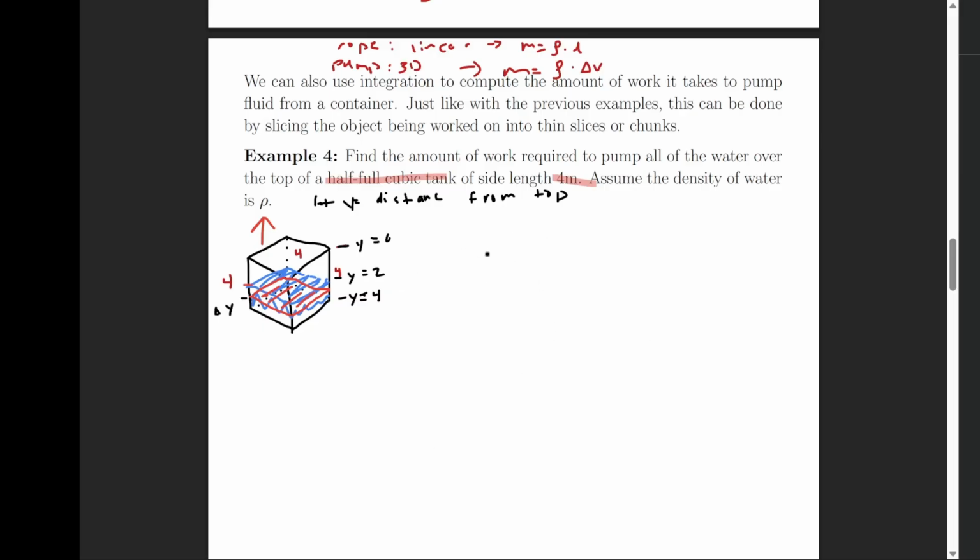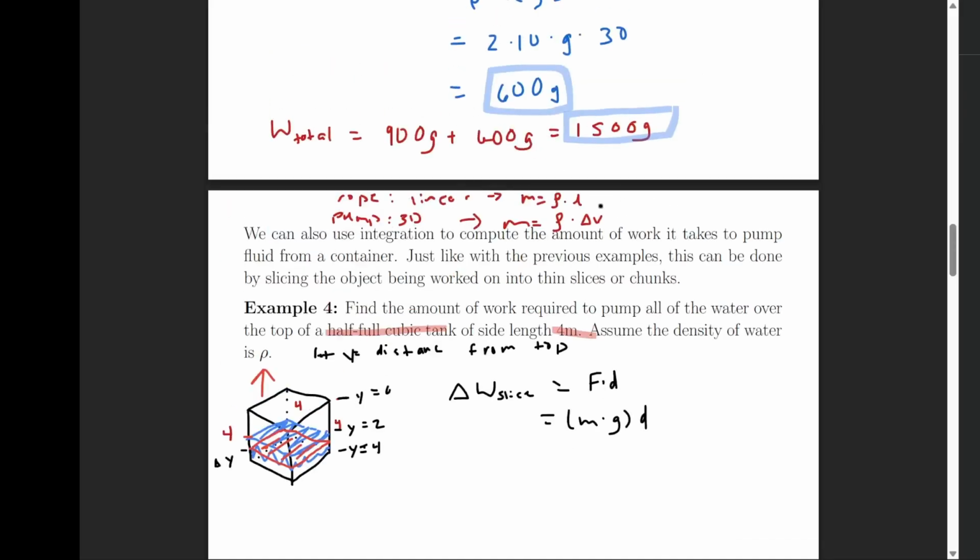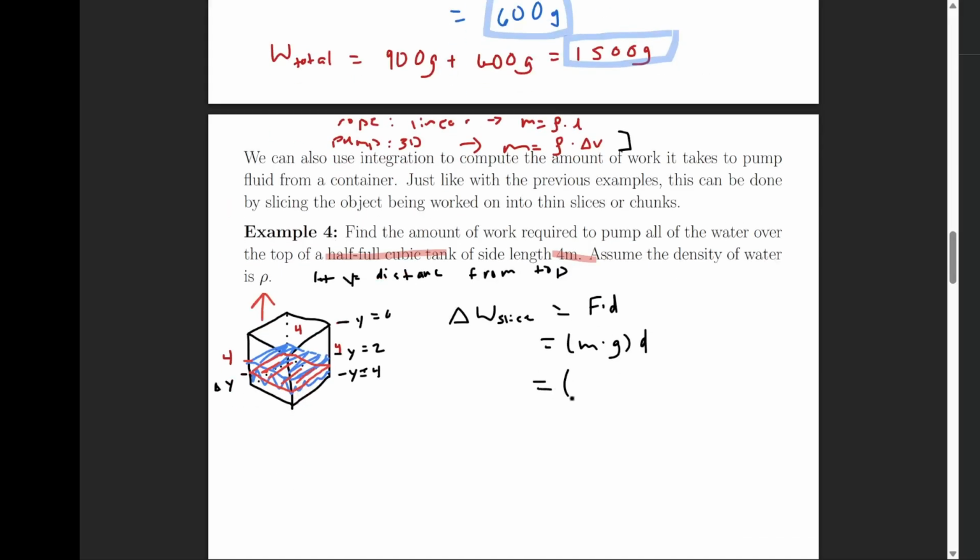Okay, so now we're going to do the thing. So the work of a slice is always going to equal force times distance, right? Sorry, I didn't mean to say that wrong. So force times distance, and we're pumping water out. So what's the force working against us? Gravity again. So force is equal to mg times d. And then remember what I said here, mass is equal to rho, or density, times the volume of a slice. Slice times g, and then d is y, right?